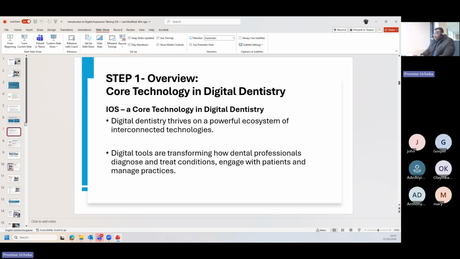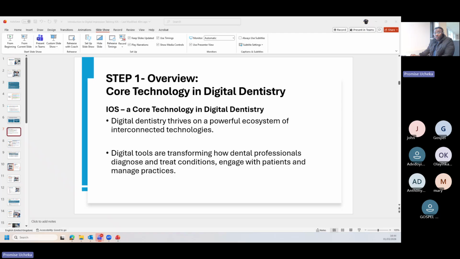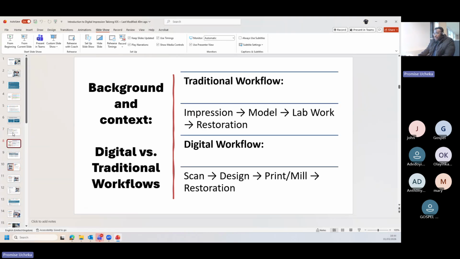Dental tools are transforming how dental professionals diagnose, treat, and communicate with dental patients. This transformation is very useful in giving you high-level precision in patient management, and patient satisfaction is also improved significantly when you start incorporating these technologies into your practice.